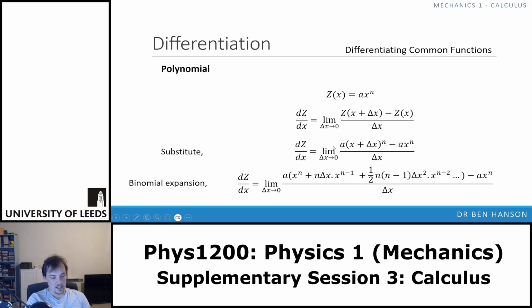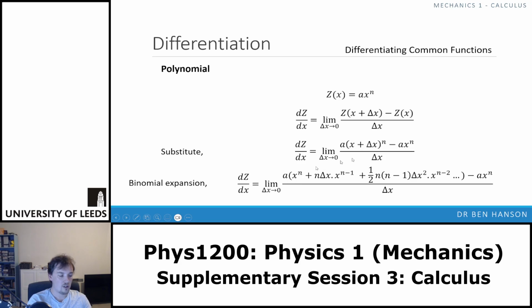This a(x plus delta x) to the n can be expanded using the binomial expansion. So if you've come across that before, great. If you haven't, get on Wikipedia. But this (x plus delta x) to the n is x plus delta x times x plus delta x times x plus delta x times x plus delta x, n times. And timesing out those brackets has a certain pattern to it. And that pattern is expressed here.